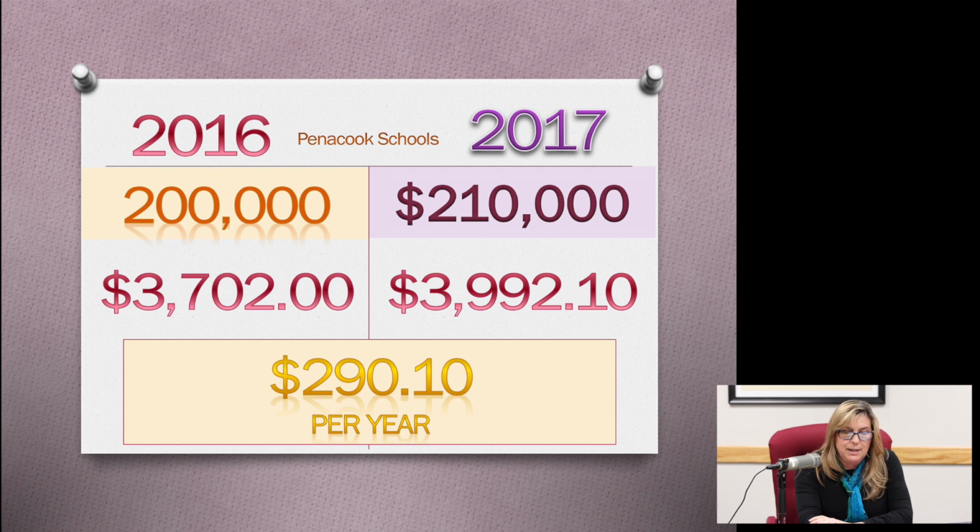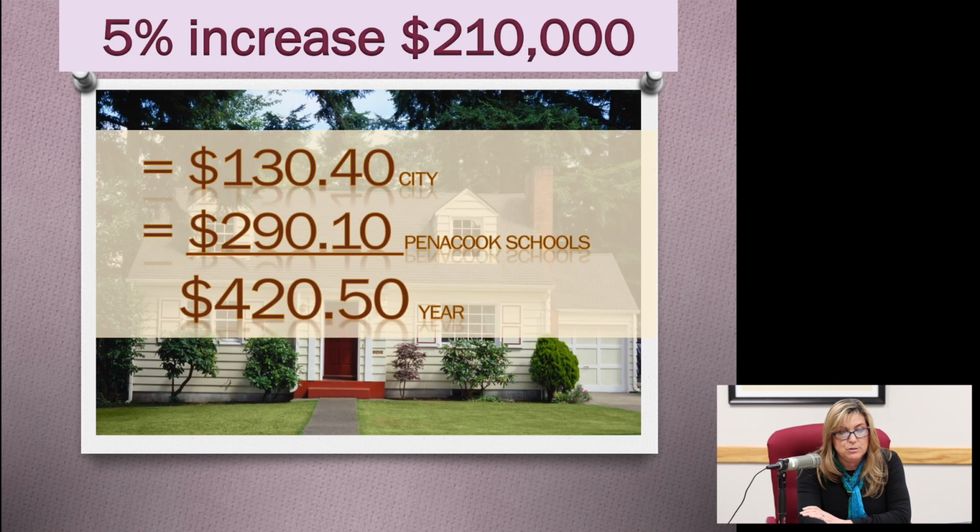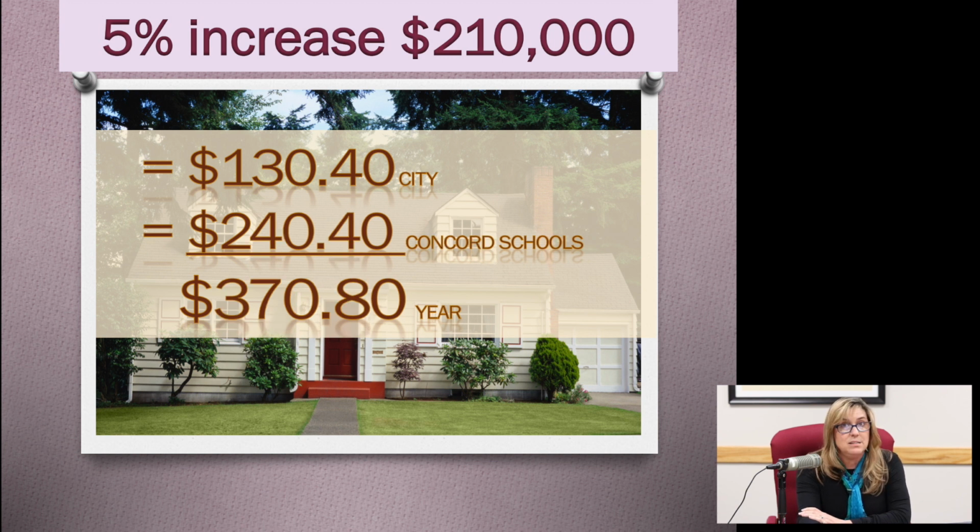On the school tax side, the one we just looked at was for Concord. This one is for Pennacook. It's a difference of $290.10. So here's our $210,000 house that now, when we take the city tax increase of $130.40 and for Pennacook schools $290.10, you're getting an increase of $420.50 for the year.